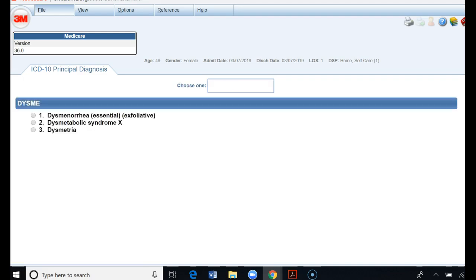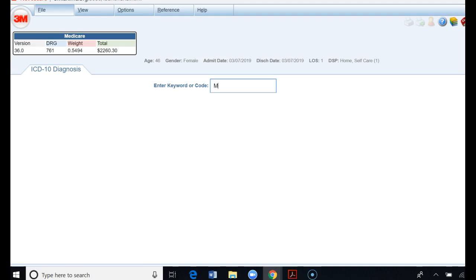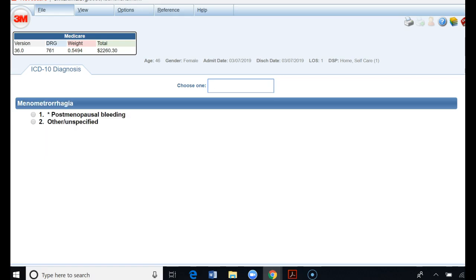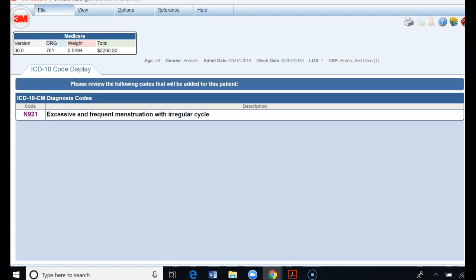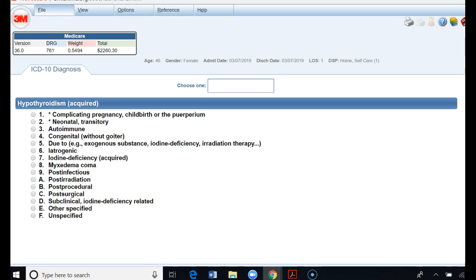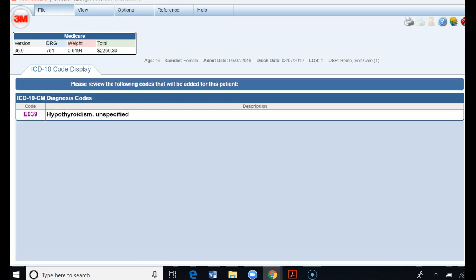So we're going to type that again. Then we're going to hit other. Okay, there's our code. So we're going to hit enter and add another diagnosis, our menometrorrhagia. So I'm going to hit number two here. Our patient was not postmenopausal, so we're going to hit two. And there's our second code. And then we also need to code the hypothyroidism. So I'm going to hit three here. We don't know what caused it, so we're going to hit F. And she did not have any procedures for her thyroid, so we're going to hit no procedures.